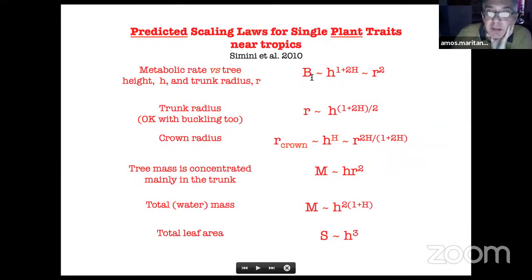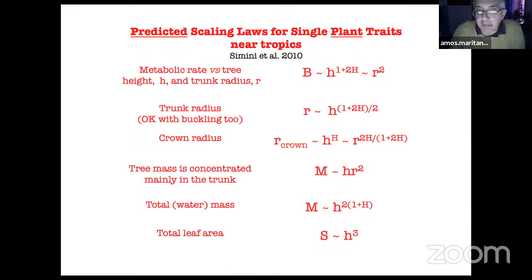So if we use that, at the end, you can get this nice table where you can express the metabolic rate as the height to the 1 + 2H or as r squared. Or if you use these two relations, you can express the radius of the trunk in terms of the height of the tree. So you see that when H is 1, the radius of the trunk grows superlinearly with the height.